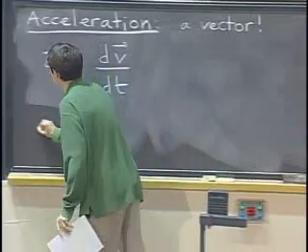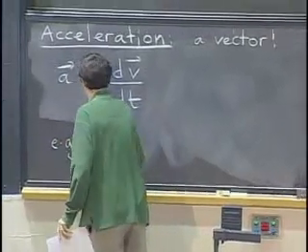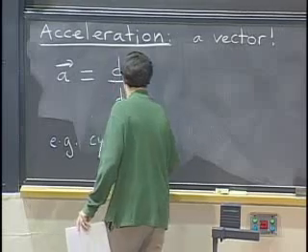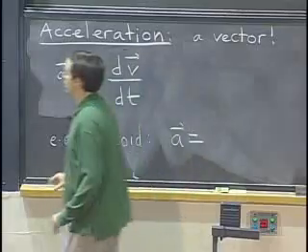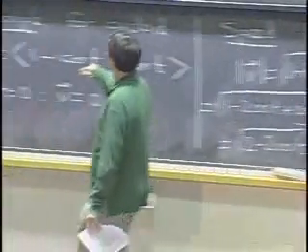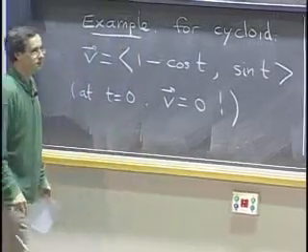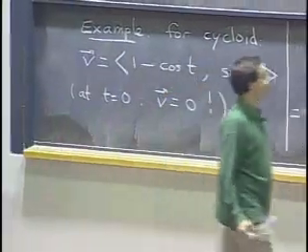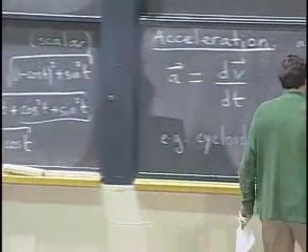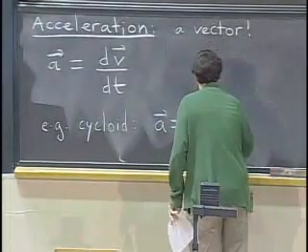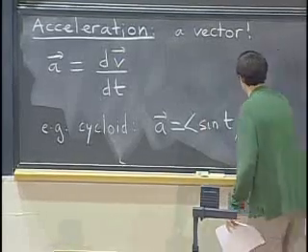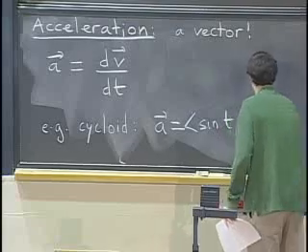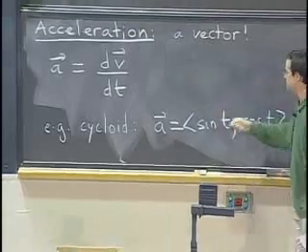So, for example, let's look at the cycloid. If we take the example of the cycloid, what's the derivative of 1 minus cosine t? It's sine t. And what's the derivative of sine t? Cosine t. Okay. So the acceleration vector is (sine t, cosine t).